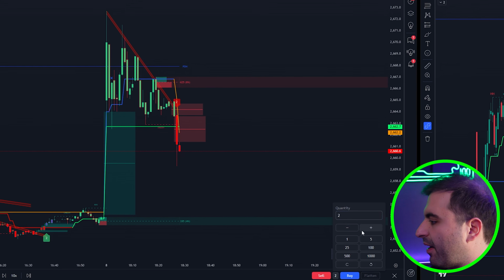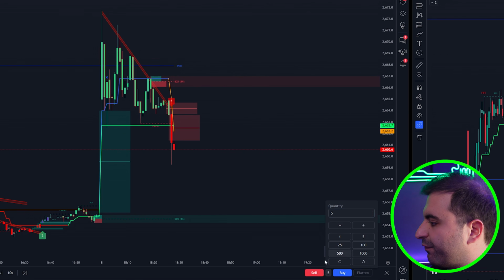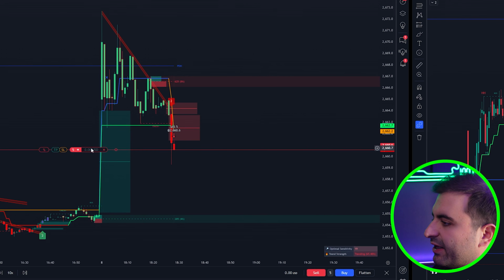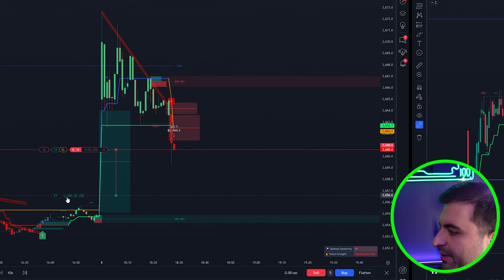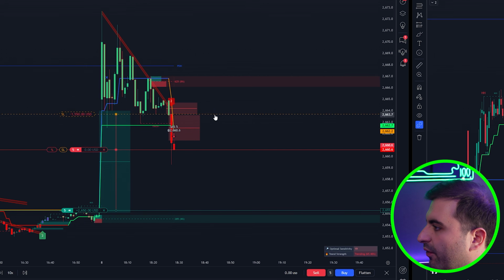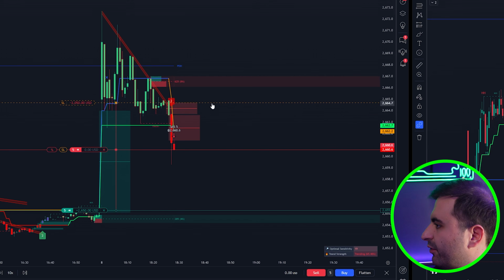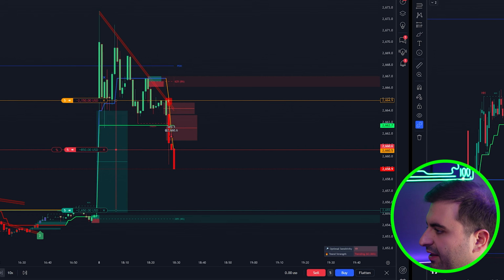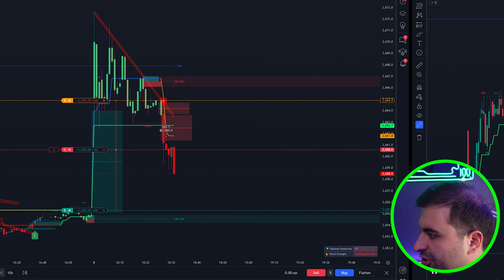To take partials and everything, let's go for 5 contracts here. This is for demonstration purposes, and we're going to target the whole gap here. This will be our final target, and I want to put my stop loss just above this fair value gap or that fair value gap. You can use both of them, just choose whichever you want. For demonstration purposes, let's use this one. And now we're going to ride this trade, and we're going to be taking some partials on the way.